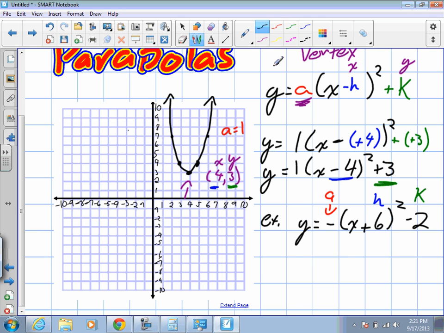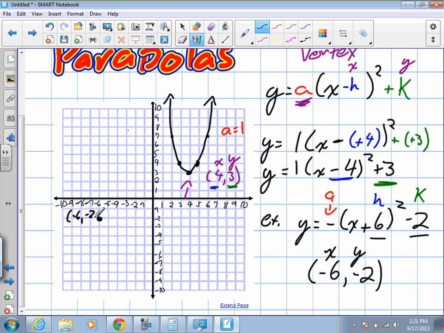Where would the vertex of this specific parabola be? What would the x value be? That's right. It'd be the opposite. So negative 6. What would the y value be? Negative 2. Exactly how it says, right? So we go to negative 6, negative 2, and this is where our vertex is. Okay, so we've plotted the vertex at negative 6 and negative 2.